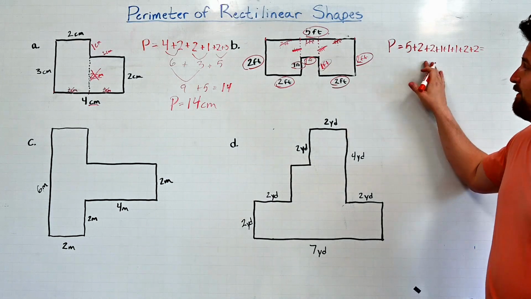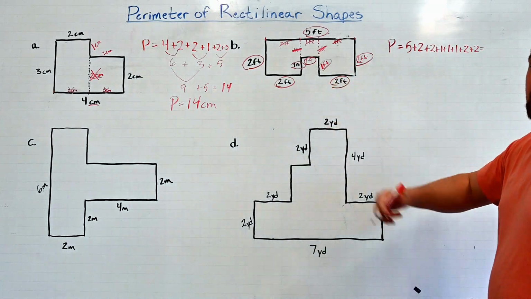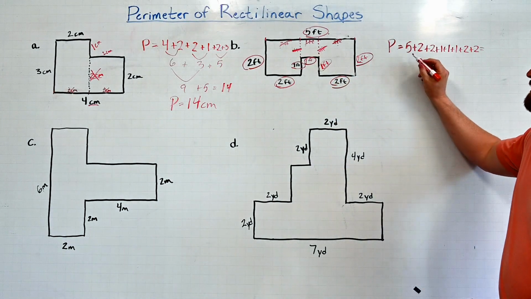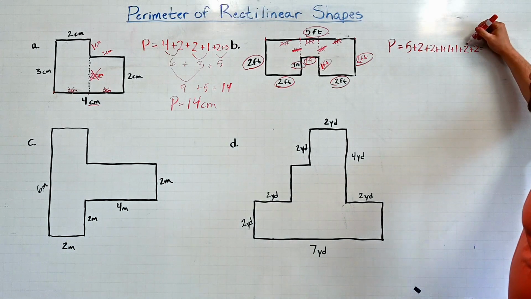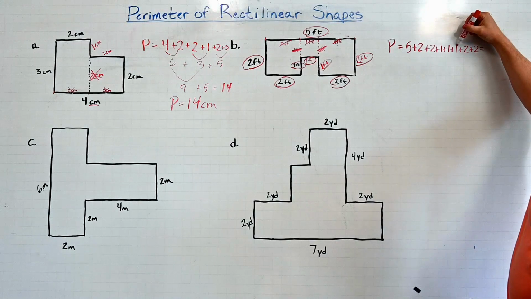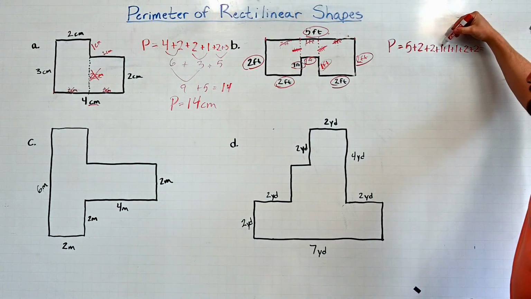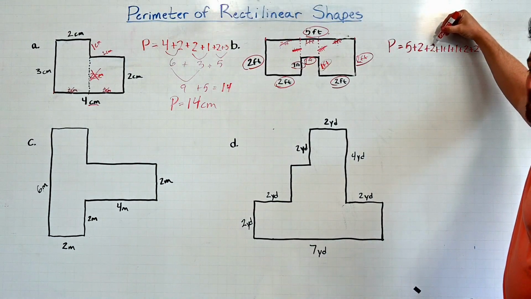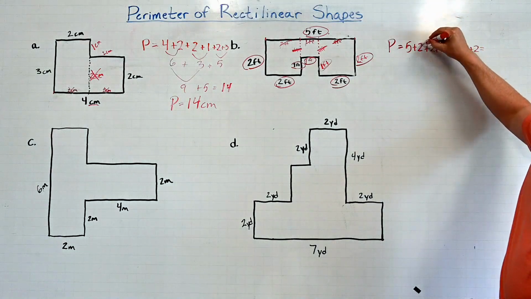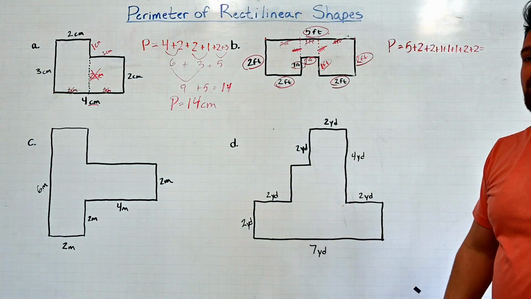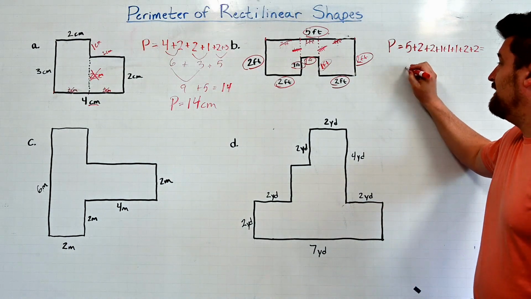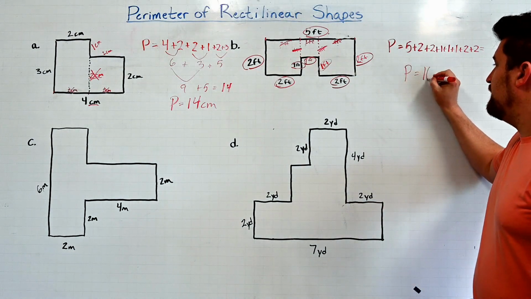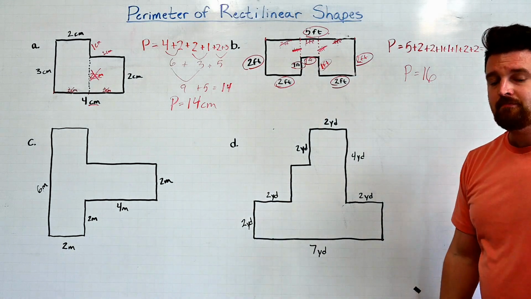I think we can make it a little faster with this than we did over there for letter A. So let's look. Let's combine some of these smaller things first. So I have 2 plus 2, which is 4, plus 1 more, which is 5, 6, 7, plus 2 more, which is 9, plus 2 more, which is 11, plus 5 more. So what is 11 plus 5? 16. So P, or perimeter, equals 16.